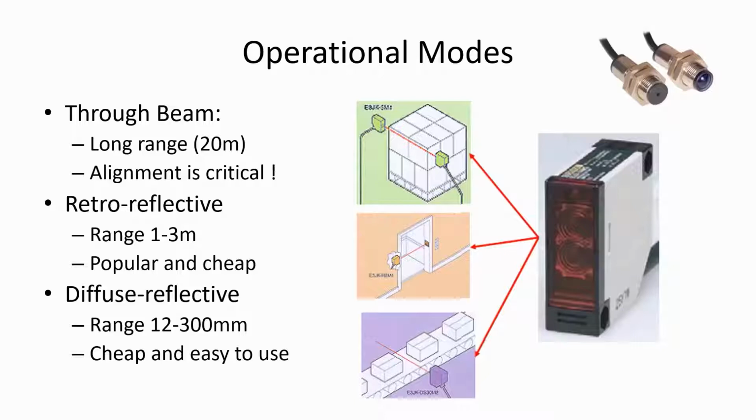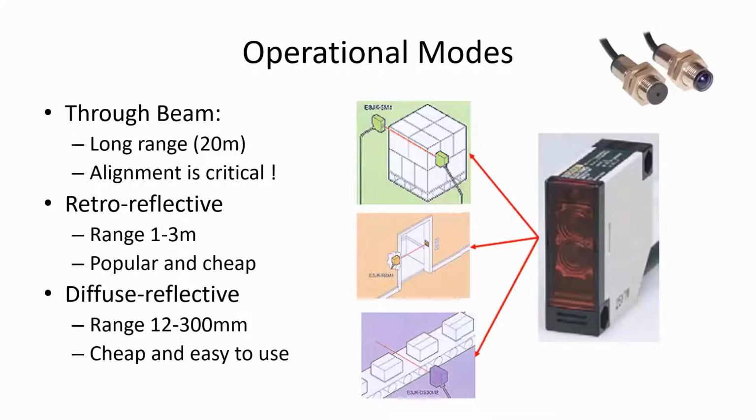Here the distance can go up to 20 meters using through beam. The only thing is that the alignment is critical here. The alignment should be very perfect, and over time it should not change, as that will affect the sensitivity. That is the only disadvantage in the through beam. But the advantage is that the sensing range is high, up to 20 meters.